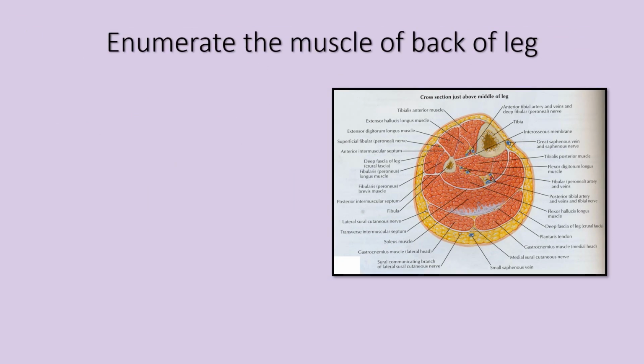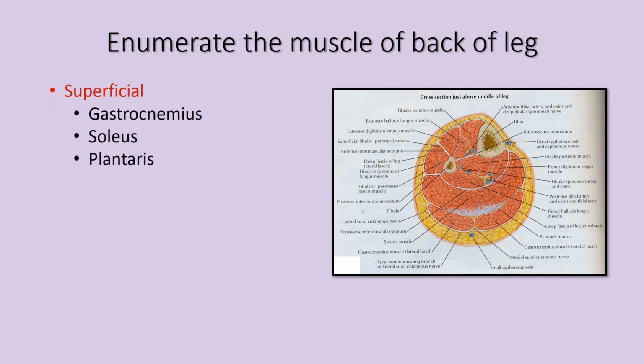Let us enumerate the muscles of the back of the leg. As I told you, they are divided into superficial and deep groups. Superficially, we find the gastrocnemius muscles. They have two heads, which unite together to form a single belly. And below that, the bulkiest muscle, this is soleus. And in between these two, we find the tendon of plantaris. Just like palmaris longus, a thin tendon, we find the plantaris muscle between these two. We'll be looking at them in detail in a while.